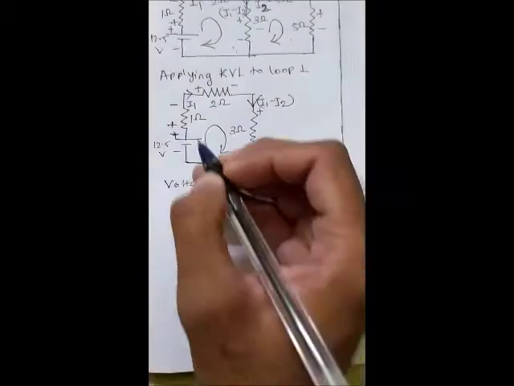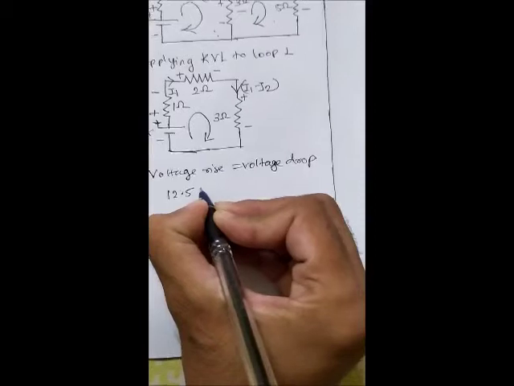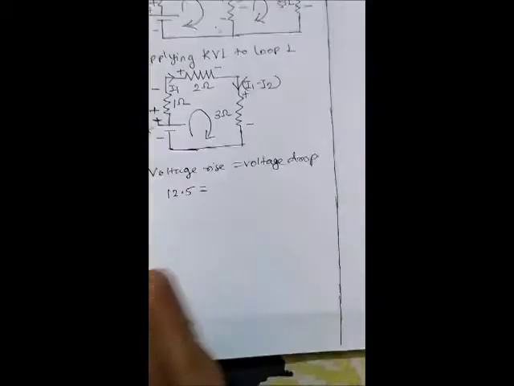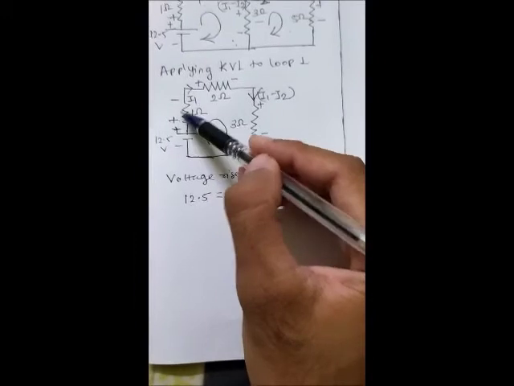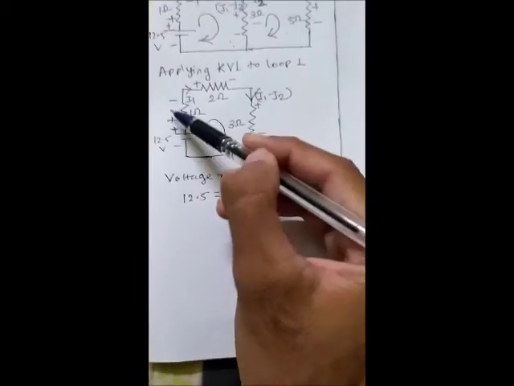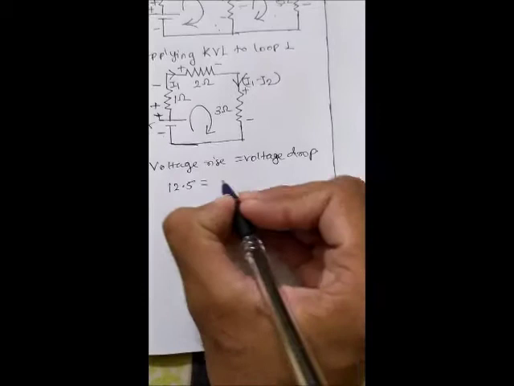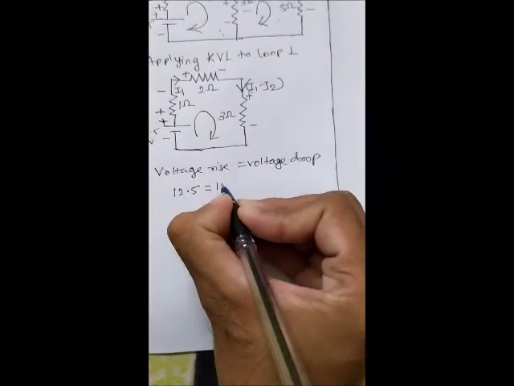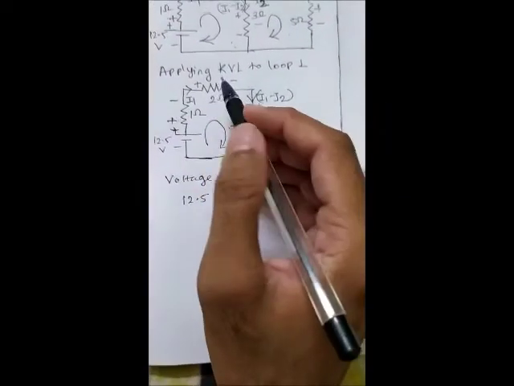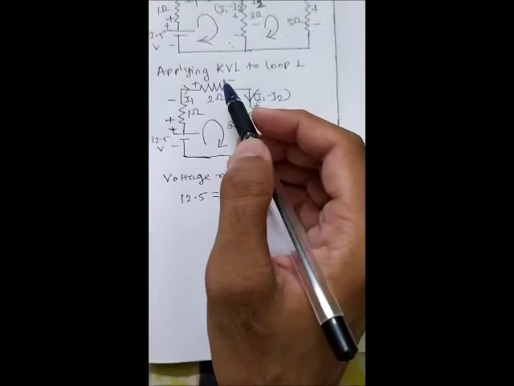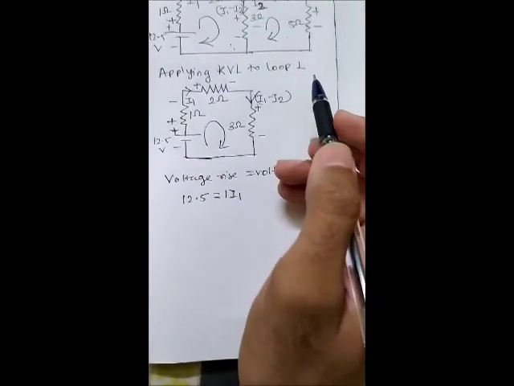Voltage rise is this one, so it is 12.5. Okay, 12.5 is equal to, now voltage drop will take place. See, current is flowing from plus to minus, and if current flows from plus to minus, then it is a voltage drop. So it becomes 1 into I1 because current flowing is I1. Then next we will move to the next equation.